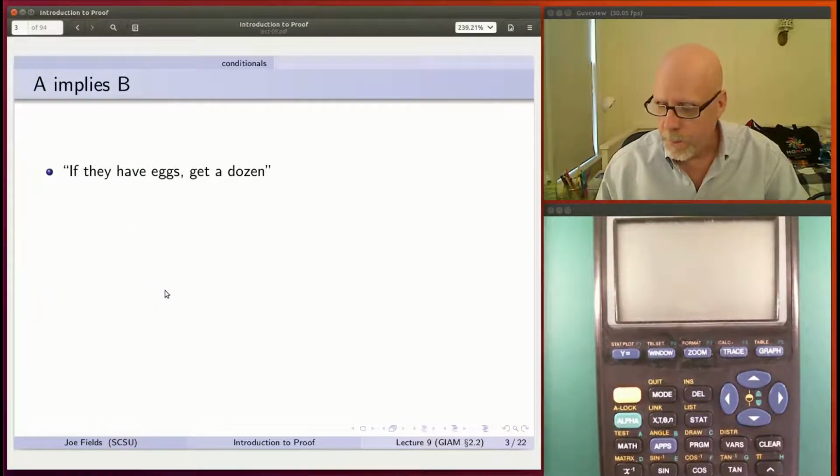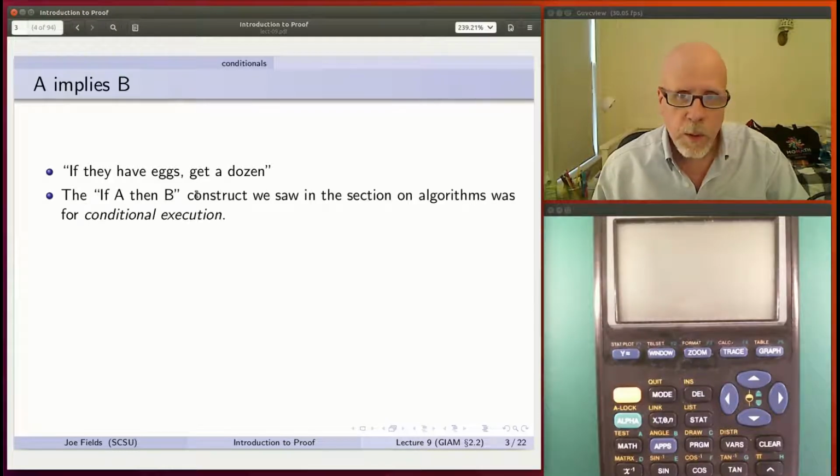Remember back in the section on algorithms, I told this joke where the setup was, if they have eggs, get a dozen. When we're talking about algorithms, if A then B, that kind of construction, was designed to say you would do different things depending on the value of a Boolean. So if A then B meant you'll do B, depending on A. A is a Boolean thing, a true or false item, but B is something you might actually execute.